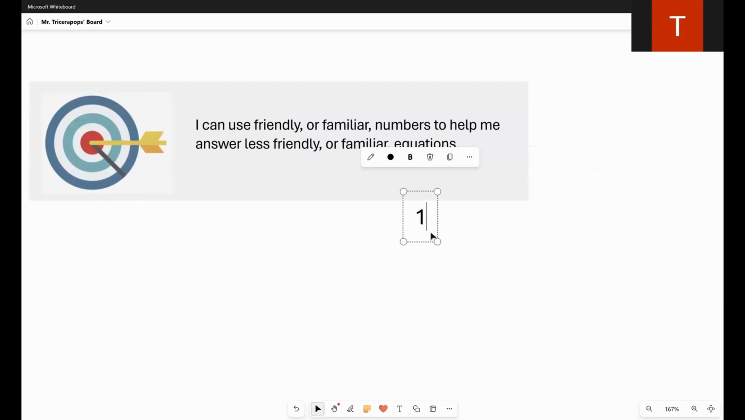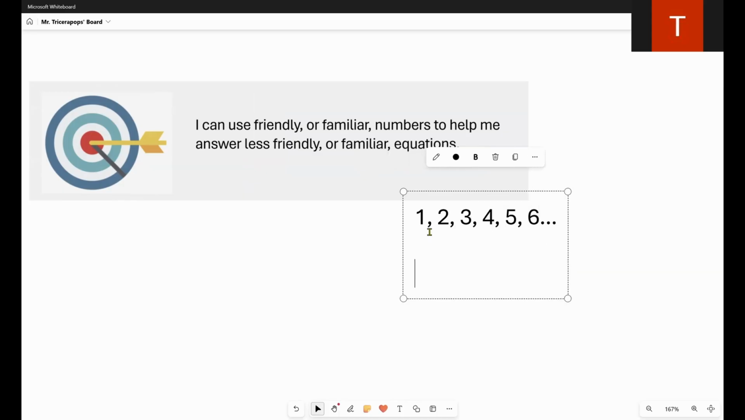So, for example, some friendly numbers might include our ones, right? One group of one is one, two groups of one is two, three, four, and then five, and then six, and so on. For a lot of us, right? Twos might feel really friendly. So let's do some twos. You have 2, 4, 6, 8, 10, and then you have 12.